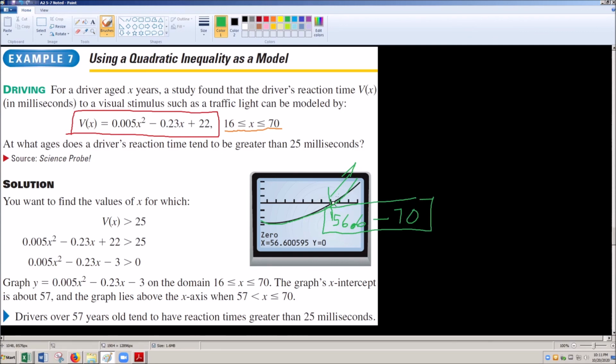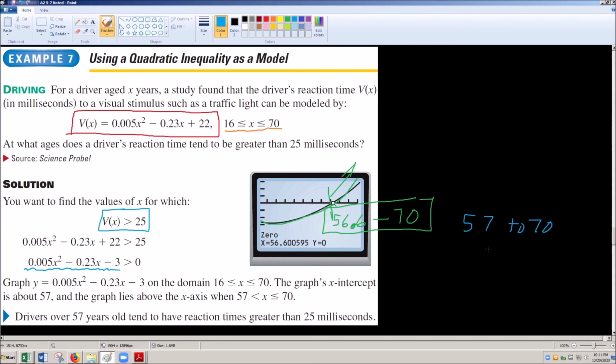When we set this up, we use 25 milliseconds as our testing time. Jumping into this equation, we're saying, when is this going to be greater than 25? We set it up and subtract our 25 over, and we get this equation, which is the thing that we have graphed right here. We see it crosses over that 0 at 56.6. In general, we would just call this 57 to 70, and that's our answer.